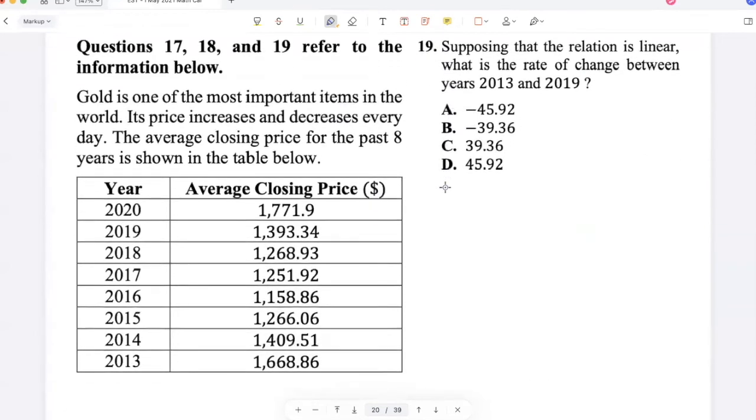Okay, supposing that the relation is linear, what is the rate of change between years 2013 and 2019? Okay, so that would be 1393.34 minus 1668.86 divided by 6. Okay, so 1393.34 minus 1668.86, that divided by 6. So minus 45.92, A.